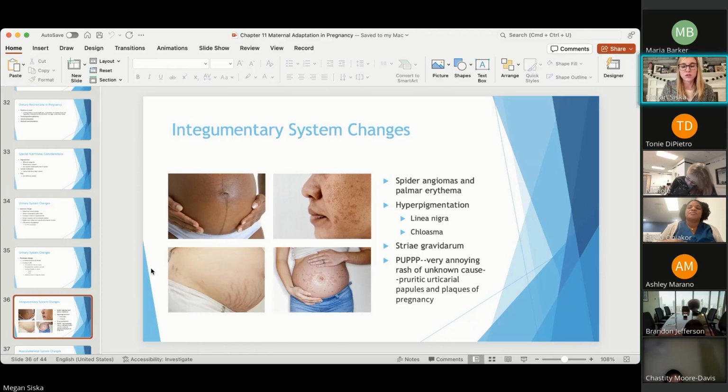And then you can also get this particular rash called a PUPS rash. It stands for pruritic urticarial papules and plaques of pregnancy. So it's really, really itchy. It's on the abdomen. We don't really know what causes it. There's nothing that we can really give to make it better. And the only thing that makes it go away is delivery, but it's not dangerous. So it's not a reason to have a baby early, but it is very frustrating because you're so incredibly itchy.